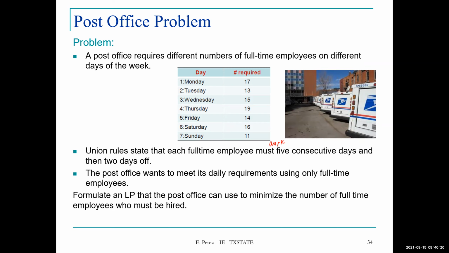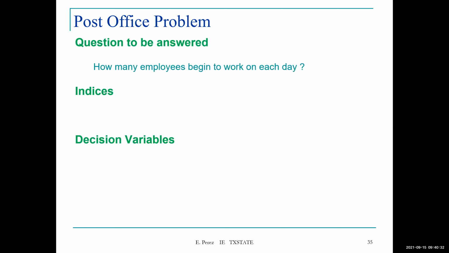The post office wants to meet its daily requirements using only full-time employees. So we wanted to formulate this problem to minimize the number of full-time employees who must be hired. So the question to be answered, same thing: how many employees begin to work on each day? In the previous example, how many buses we needed at the beginning of each shift. The index is used to define the time period, and the decision variable is the number of employees beginning work on day i.